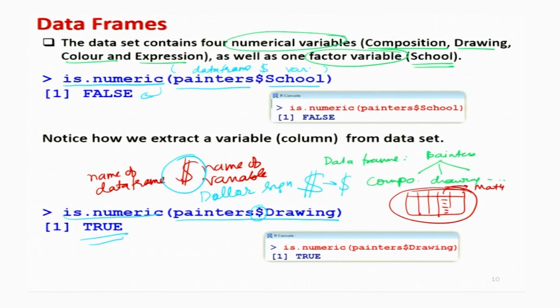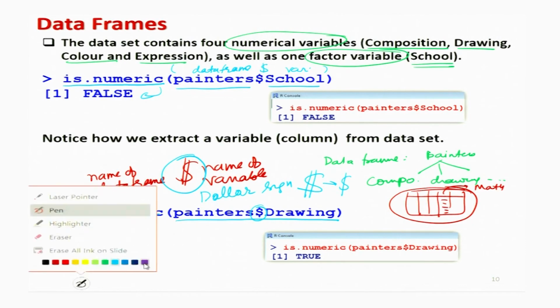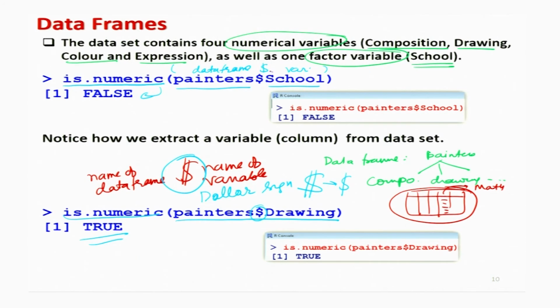A very important point you have to keep in mind is that you have to give the exact name of the variable. For example, you can see that in the variable school, the S is capital, and in the word drawing, the D is capital, right? So that is what you have to keep in mind.